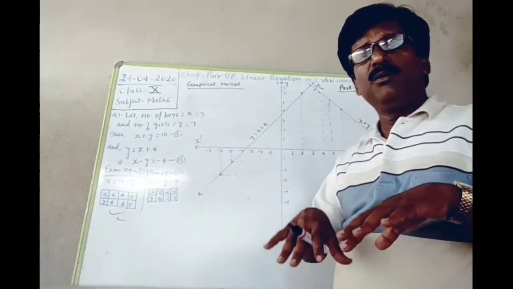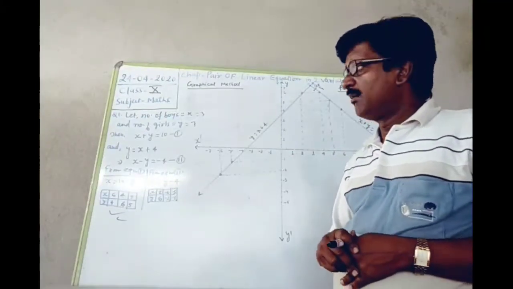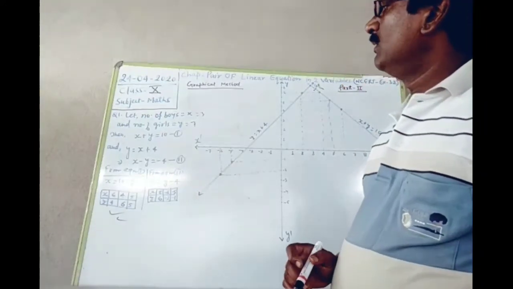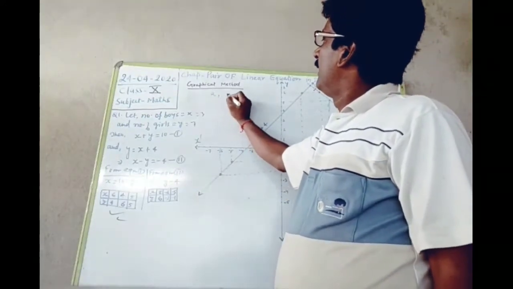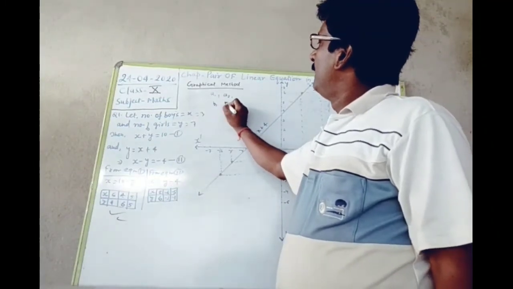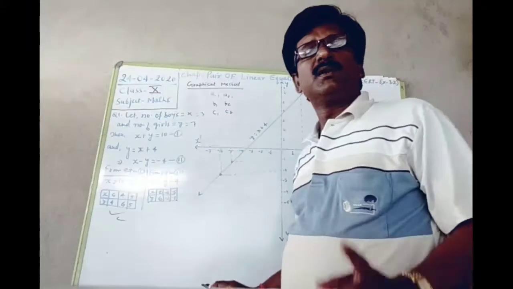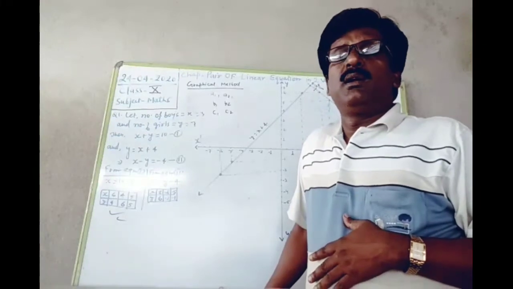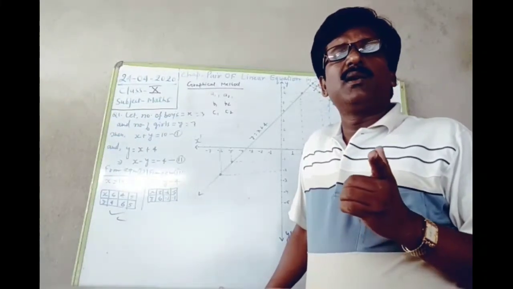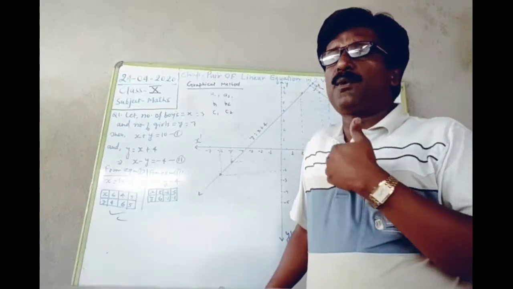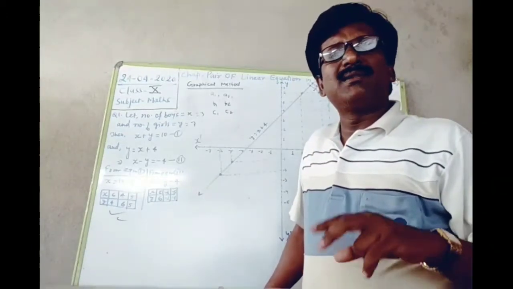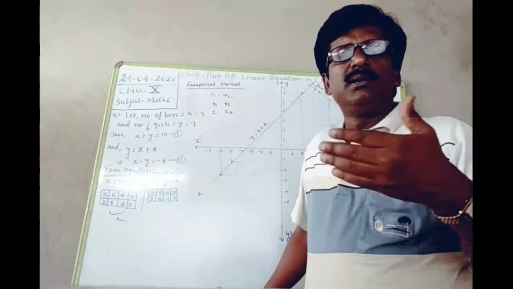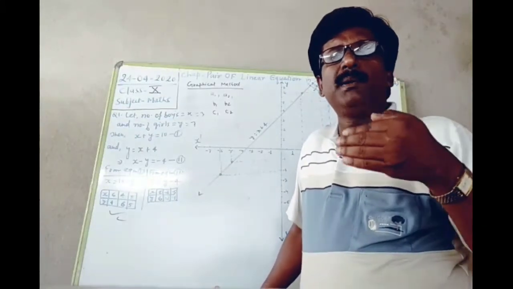But when we solve by the graphical method, we have to focus on many points. Just see, already you know A1, A2, B1, B2, C1, C2. From equation 1, the coefficient of x is called A1, the coefficient of y is B1 and the constant term is C1. Okay? And from equation 2, the coefficient of x is A2, the coefficient of y is B2 and the constant term is C2. So this way we know A1, A2, B1, B2, C1, C2.